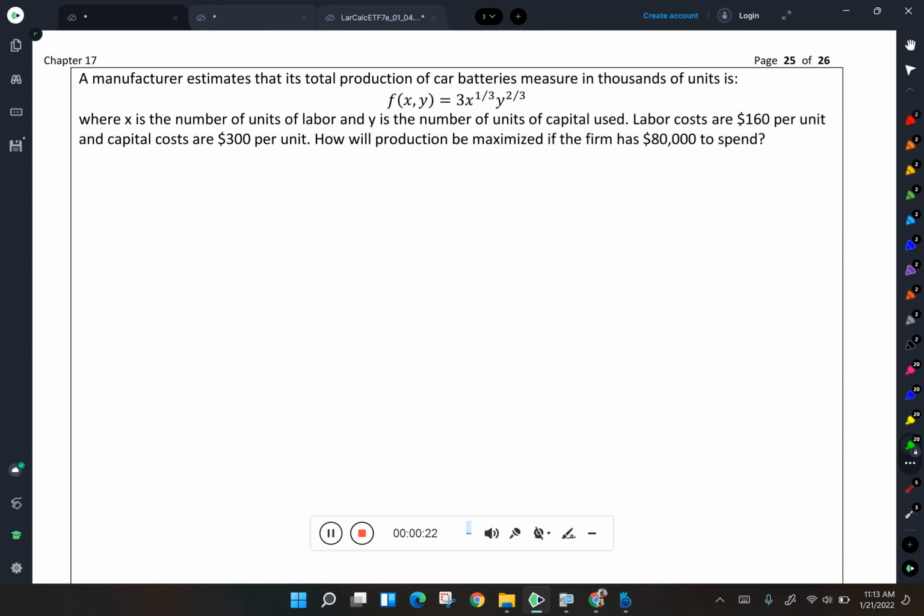A manufacturer estimates that its total production of car batteries, measured in thousands of units, is this function right here. X represents the number of units of labor. Y represents the number of units of capital. Labor costs are $160 per unit. Capital costs are $300 per unit. How will production be maximized? So we want production to be maximized if the firm has $80,000 to spend.